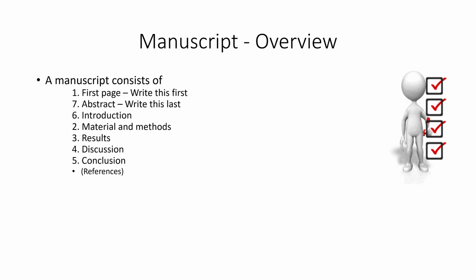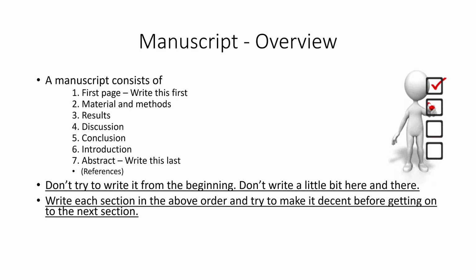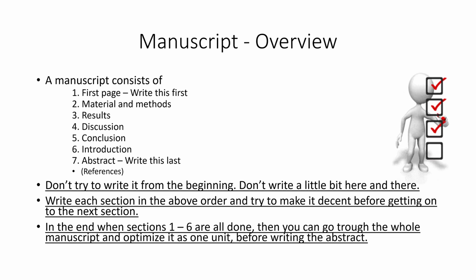I suggest that you do not try to write it from the beginning, and that you don't write a little bit here and there. Write instead each section in the above order and try to make it decent before getting on to the next section. In the end, when sections 1 to 6 are all done, then you can go through the whole manuscript and optimize it as one unit before writing the abstract.